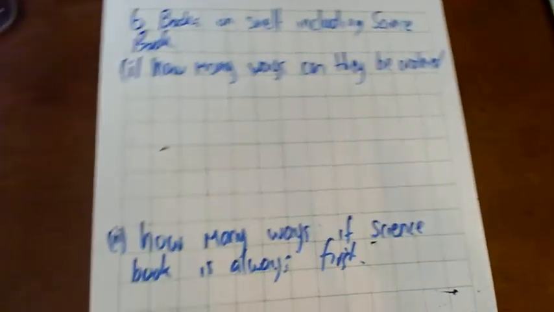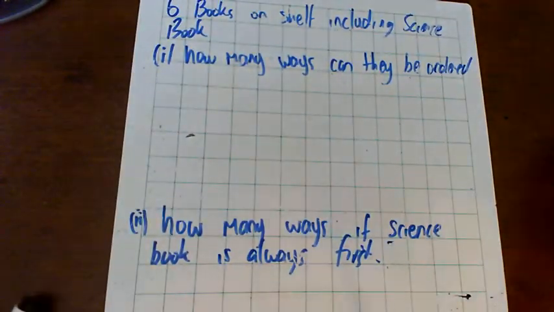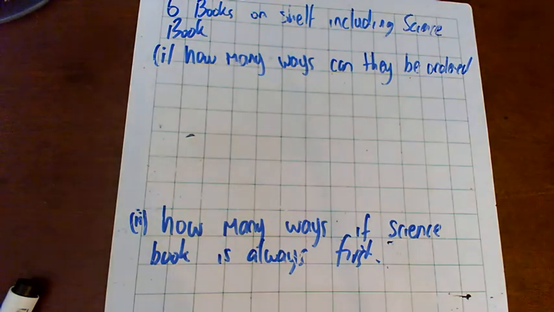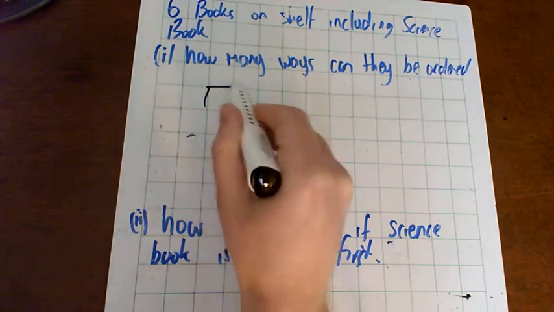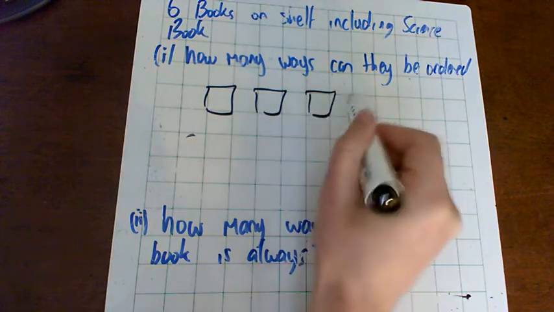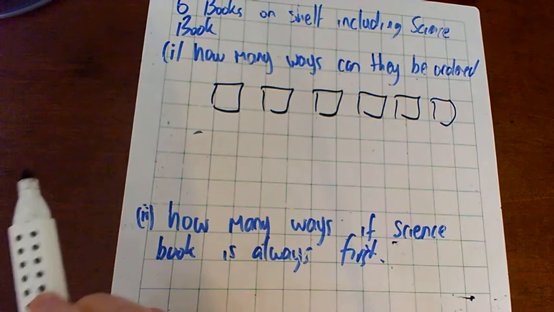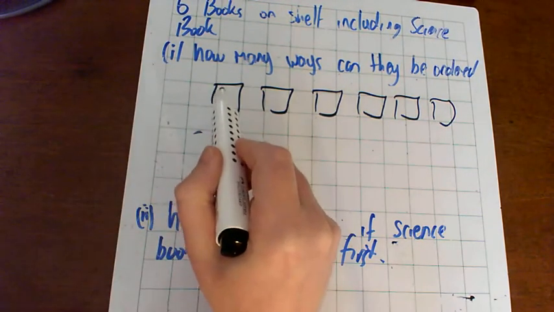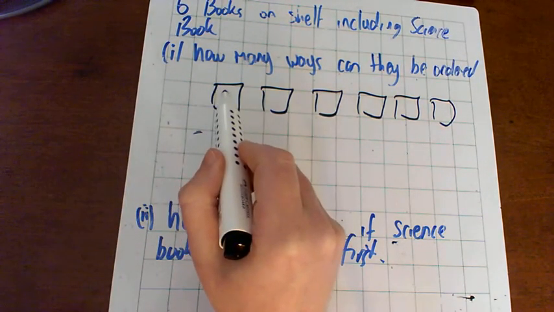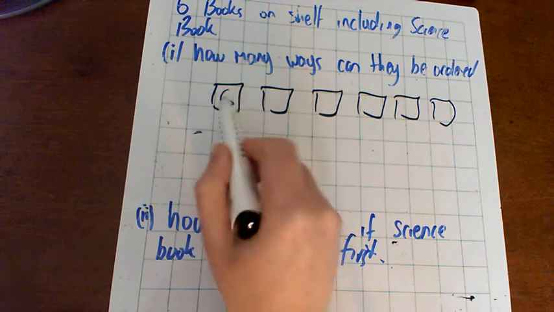How many ways can they be ordered? So if you think about it, if there's 6 different things that have to be picked, there's 6 different books. I usually use boxes to represent each pick. So how many ways can the first box be filled, or the first book be picked? It can be any of the 6, can't it?